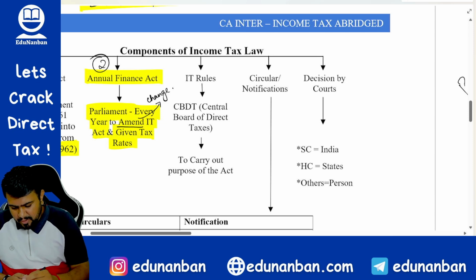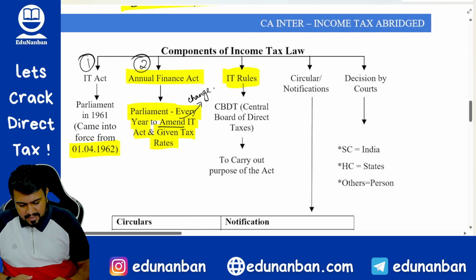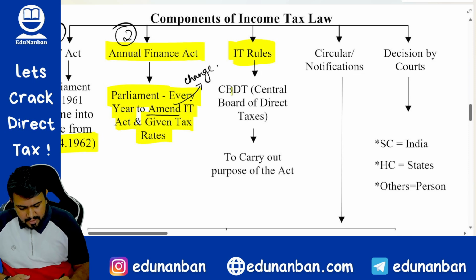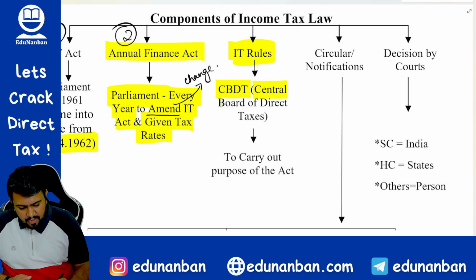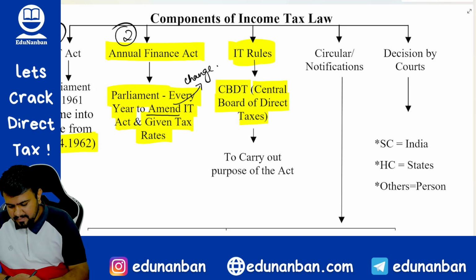Now let us talk about the income tax rules. Income tax rules. Sir, what are income tax rules? Income tax rules are the rules which are given by CBDT. What is the full form of CBDT? Central Board of Direct Taxes.